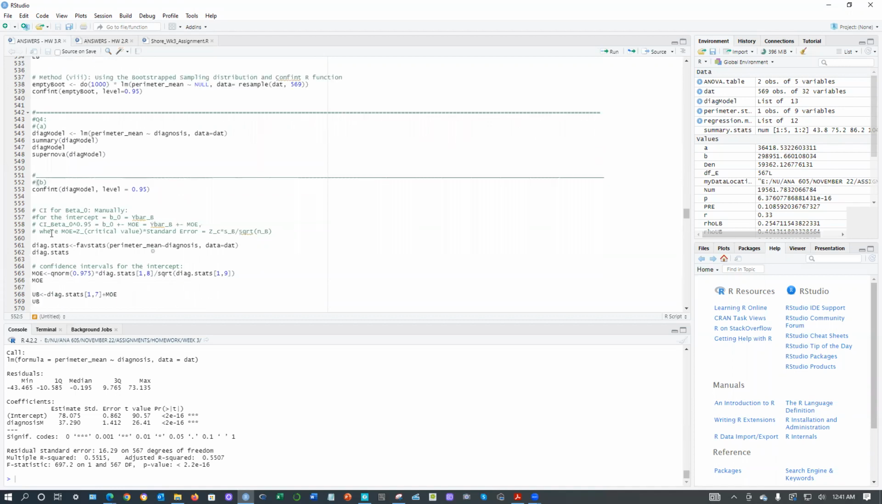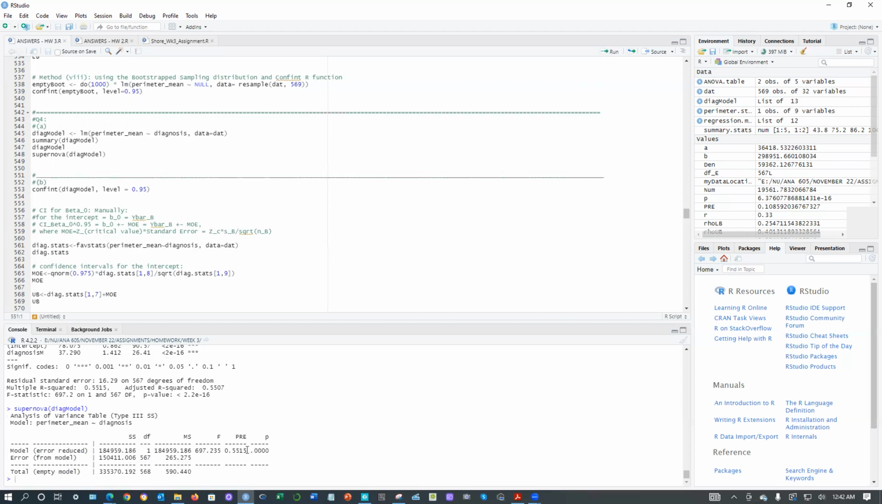The 95% confidence interval for beta 0 would be the estimate plus or minus the margin of error. The margin of error is the critical value times the standard error, the square root of those people. How many people are in that benign group? See here, this is called the diagnosis model, so I call it diag model. And if you want, you can run the supernova as well. This is what I'm talking about.